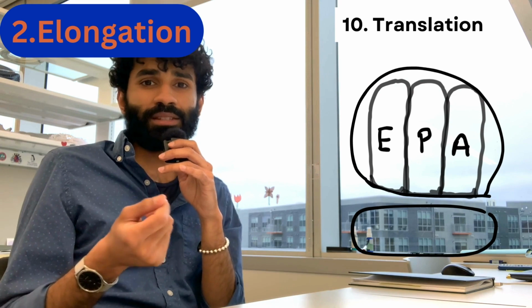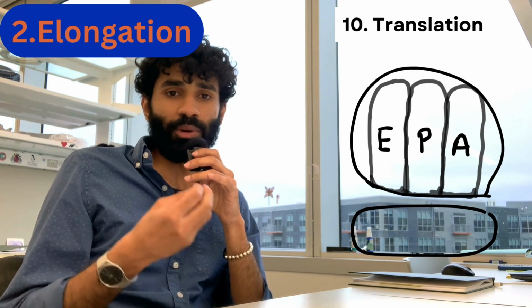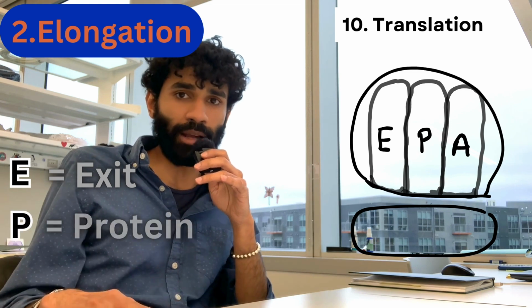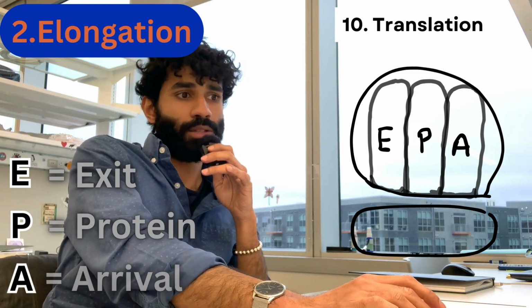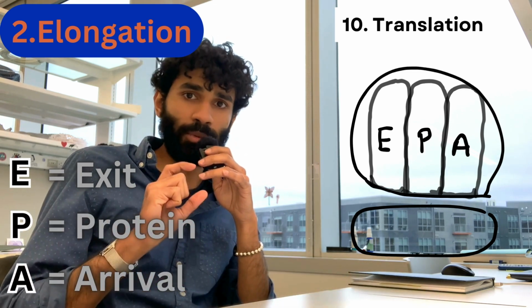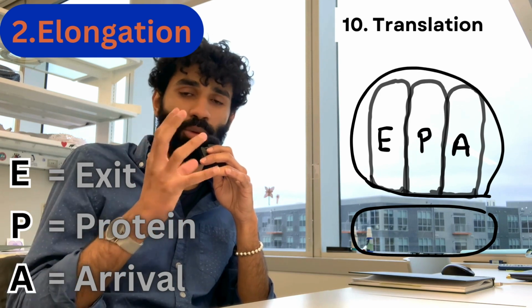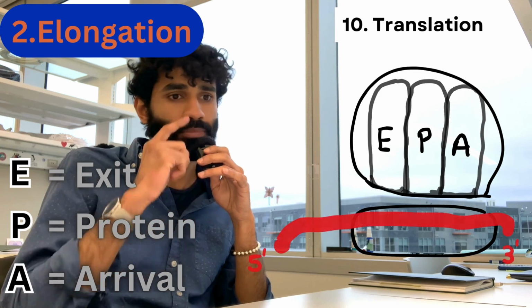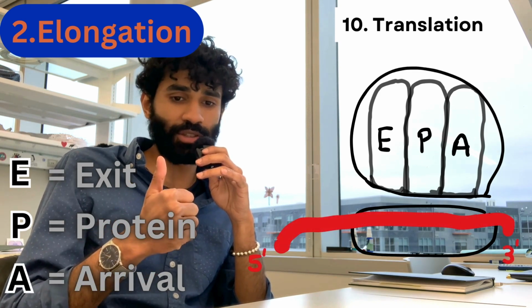Each letter represents something. I like to remember E as for exit, P for protein, and A for arrival. Okay, so remember, the small ribosomal subunit, or the whole ribosome, is reading the mRNA 5' to 3', 1 codon at a time. Step 1 is codon recognition.